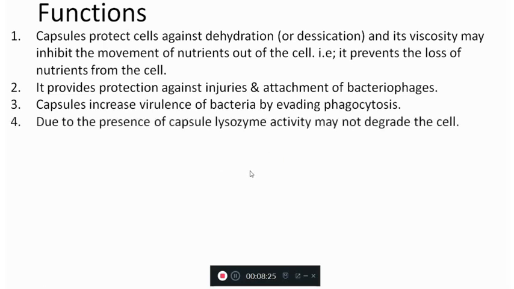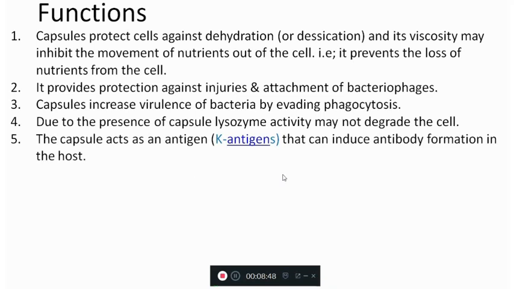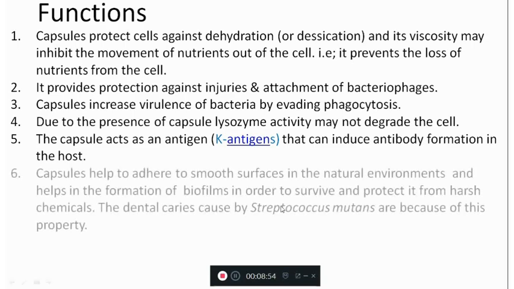Due to the presence of the capsule, the lysozyme enzyme that breaks down the beta 1,3 glycosidic bond between the NAG and NAM subunits of the peptidoglycan cannot degrade the cell; the capsule protects the cell from lysozyme activity. Capsule acts as an antigen, it's called K antigen. It triggers antibody response in the host.